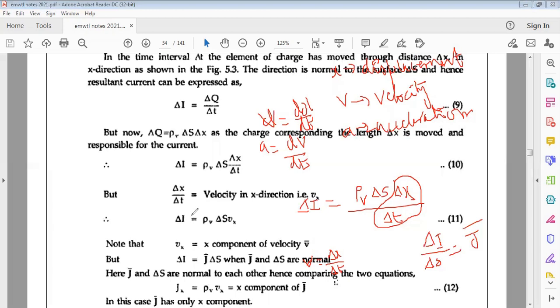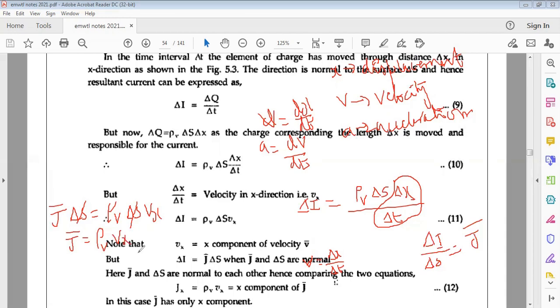So substitute here delta I as j bar into delta S is equal to rho V into delta S into Vx. So delta S and delta S cancel, and now j bar is equal to rho V into Vx.